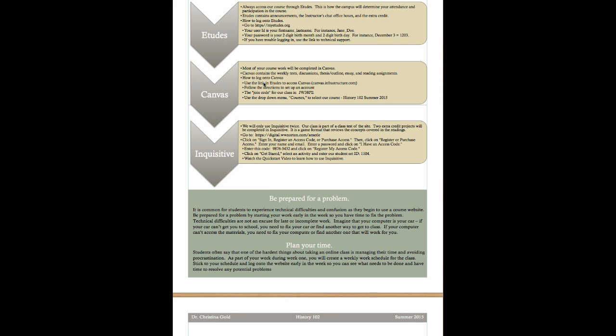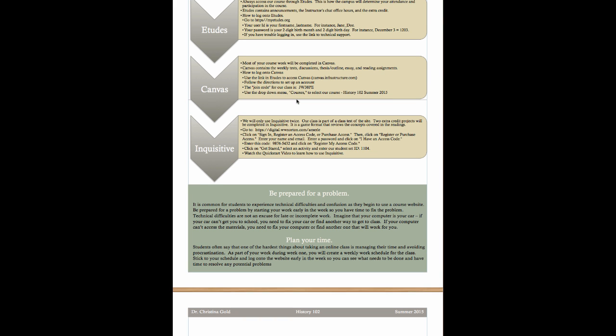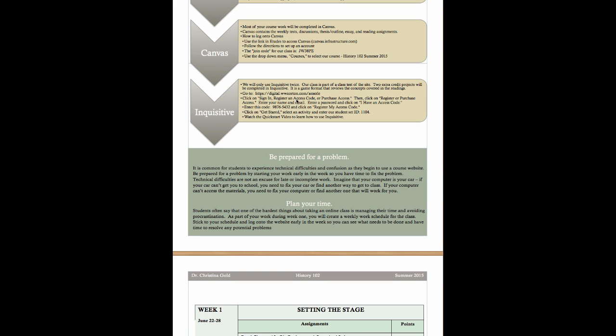In Canvas, you will be taking your weekly tests, participating in discussions. The paper assignments will be there as well. And information about how to log on to Canvas is contained here. And finally, if you choose to do the extra credit, 2 of the projects will be completed in Inquisitive. Inquisitive is a site created by our textbook publisher that has kind of a game format, which asks questions about the readings. And we are a class test, which means that the publisher is using our class to test the site. And that's why it's only available as extra credit.